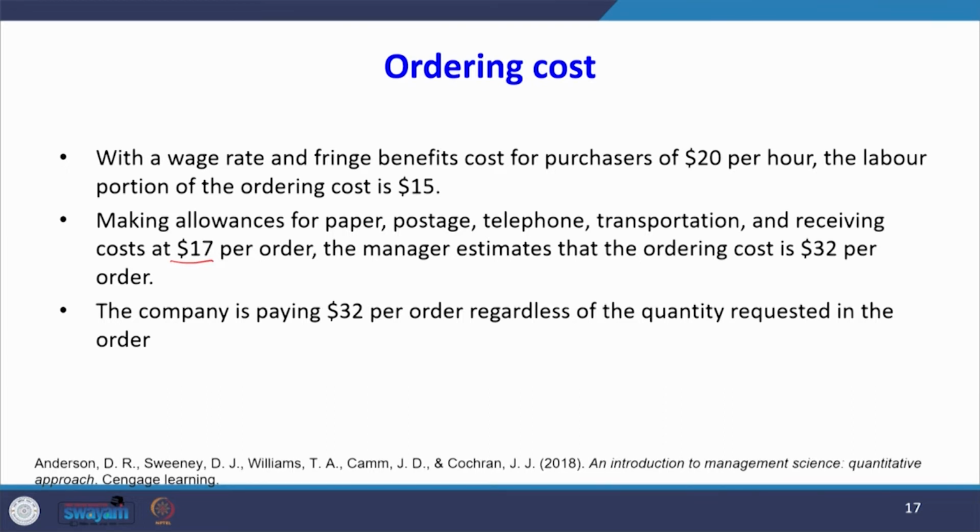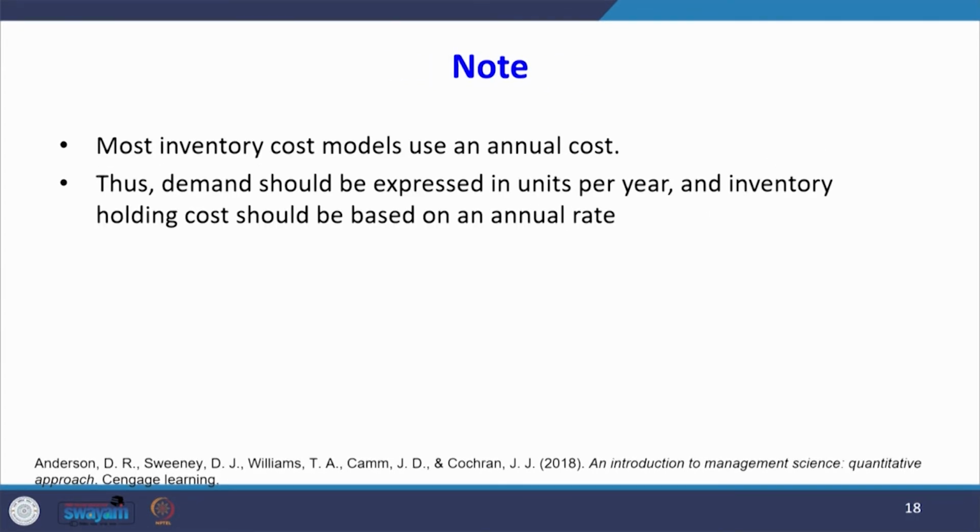We know that the holding cost is $2 and the ordering cost is $32. So, the holding cost is directly proportional to the inventory on hand, that is the quantity, but the ordering cost is independent of order quantity. Another point you should note: most inventory cost models use annual cost, whether it is the holding cost, because the interest rate is generally an annual interest.